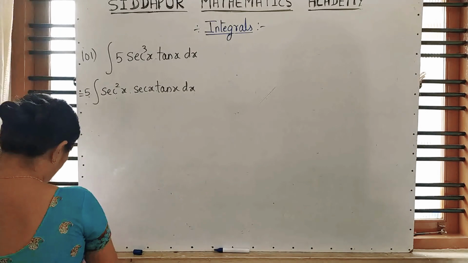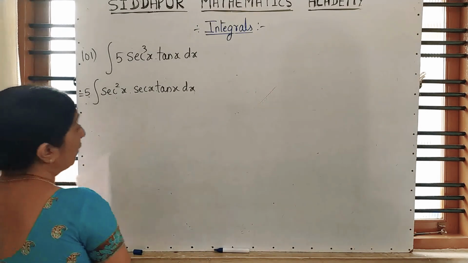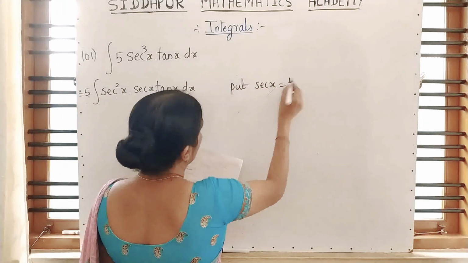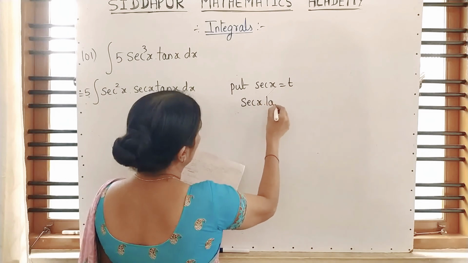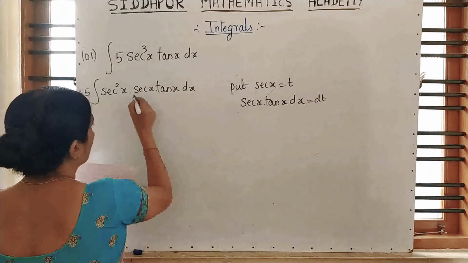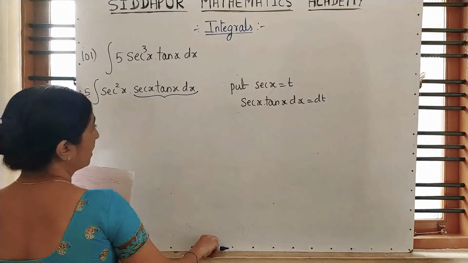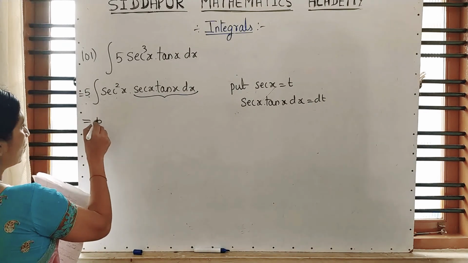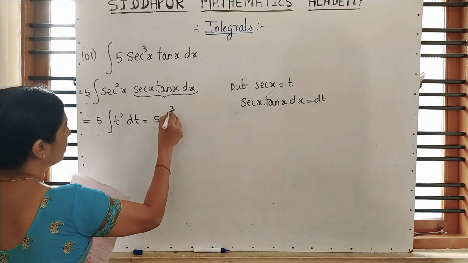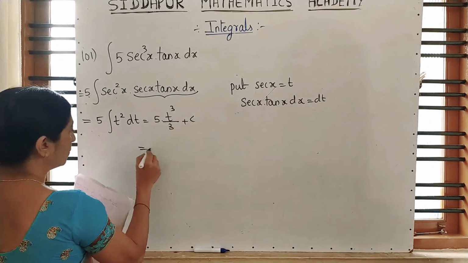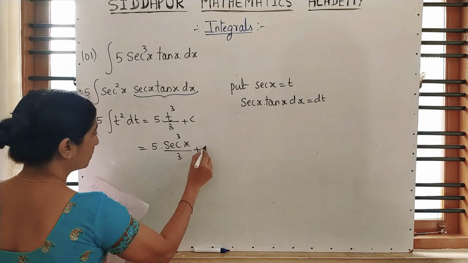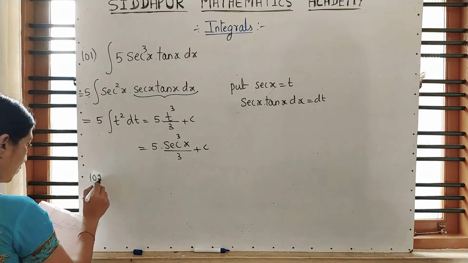Understood? If you are perfectly thorough in that differentiation, then we write sec x as t. Differentiation of sec is sec into tan. See, what about this value? That is dt. 5 constant, t square into dt. 5 into t value is, so like this. Next, 102.